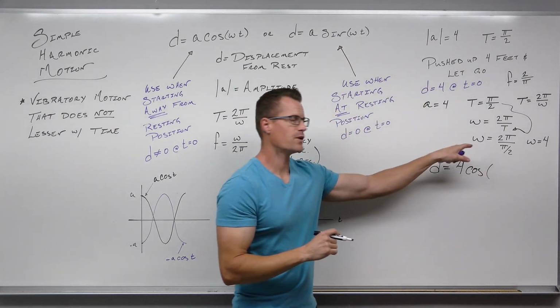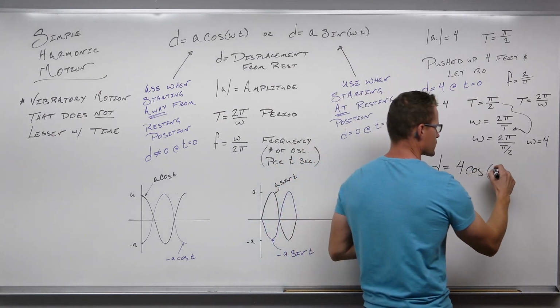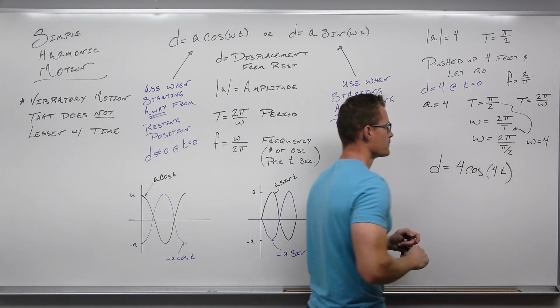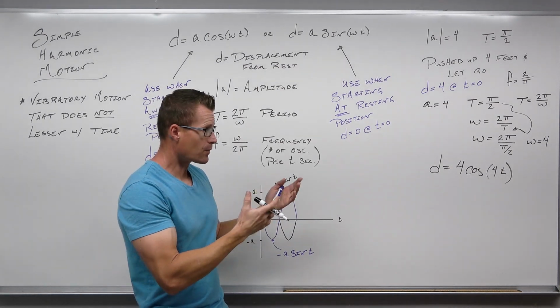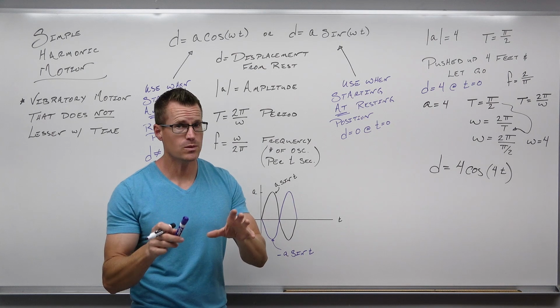We've taken some time to figure out our omega. That's the coefficient of our variable. That's 4t. And that's really it. That right there would give you the model of displacement. Now you can check your work.